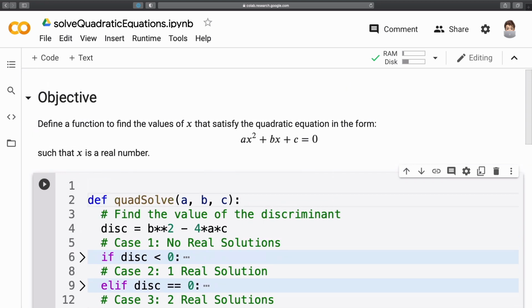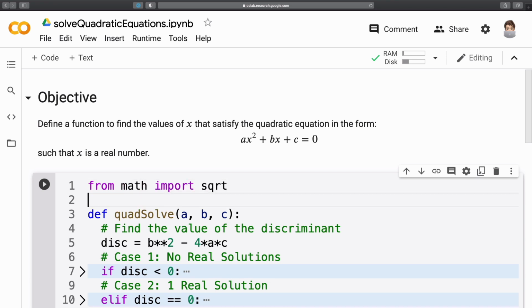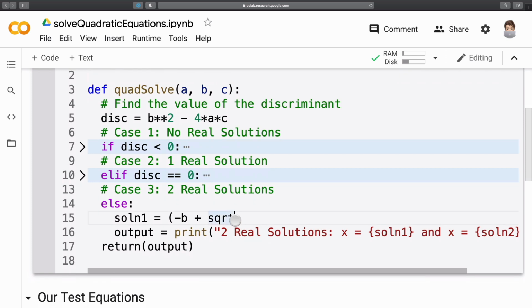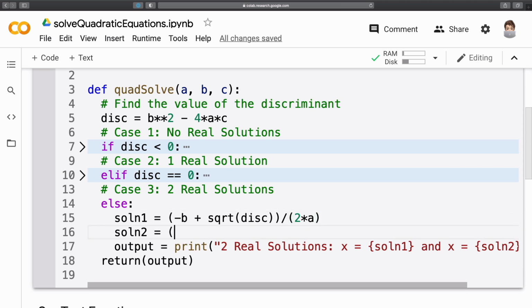And let's insert, we'll import this one from math. So from the math library, we're going to import the square root function. So we're going to take the square root of b squared minus, we've already calculated the value of the discriminant. So why don't we just use that variable? So we're going to take the principal square root of the discriminant, and then we are going to take this numerator and divide it by 2a. And solution 2 is going to be negative b minus the principal square root of the discriminant over 2a.